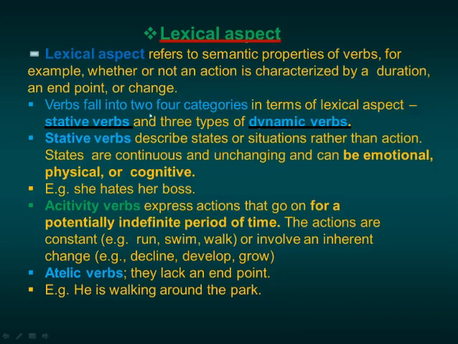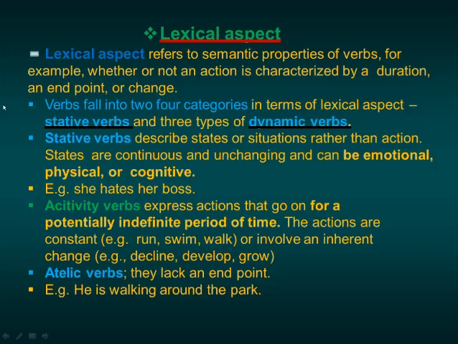Verbs fall into four categories in terms of lexical aspect: stative verbs and dynamic verbs. In some grammar books, this will have some changes. You need not worry about it. If you search in some grammar books, this dynamic verbs will not be seen there. Anyway, we can also understand this one is the way of lexical aspect. Verbs fall into four categories in terms of lexical aspect.